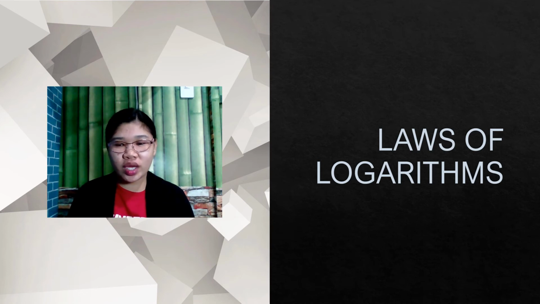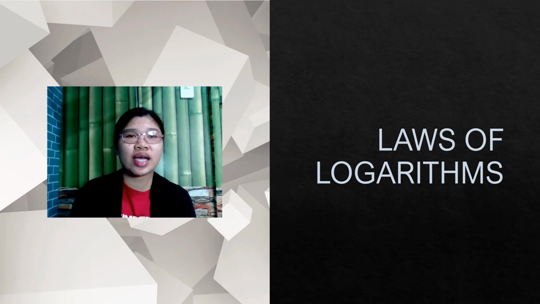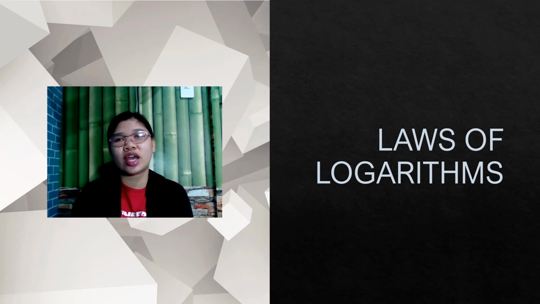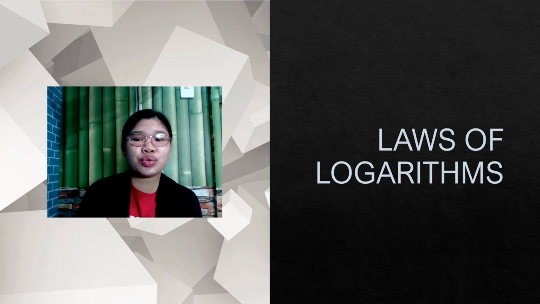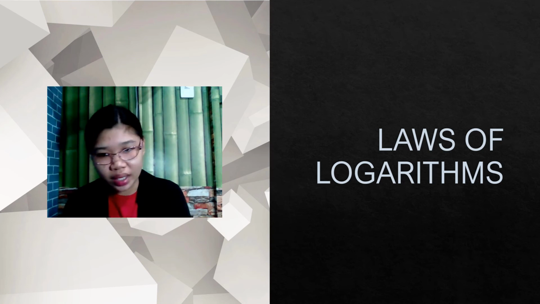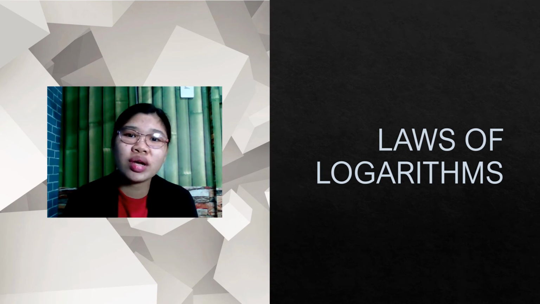Before we proceed with the laws of logarithm, I just want to clarify that a radical is the root sign or any higher root sign, and the radicand is what is inside the radical sign. So laws of logarithm. If we have a number or a variable b raised to an exponent c that is equal to a, then the logarithm of a base b is equal to c.